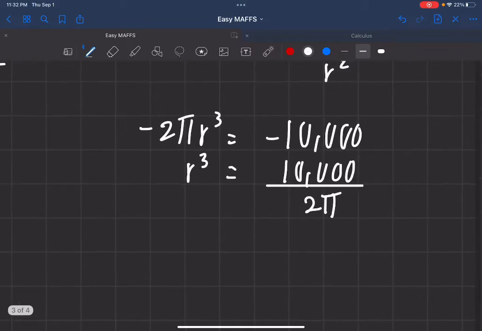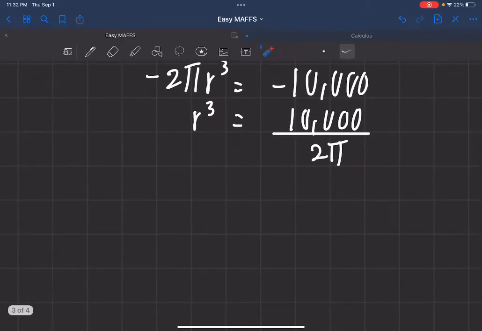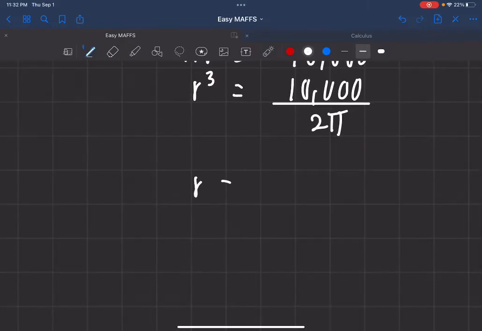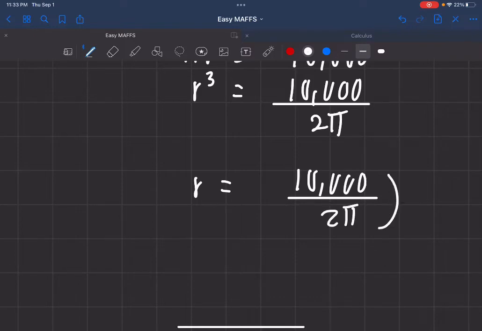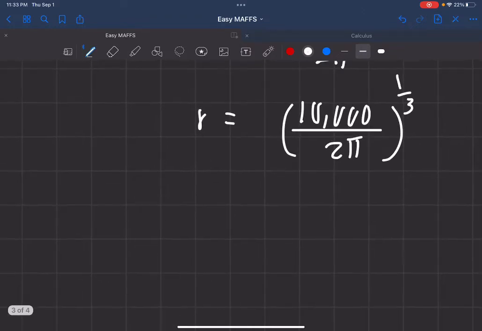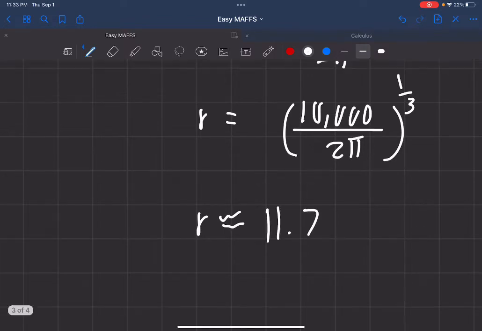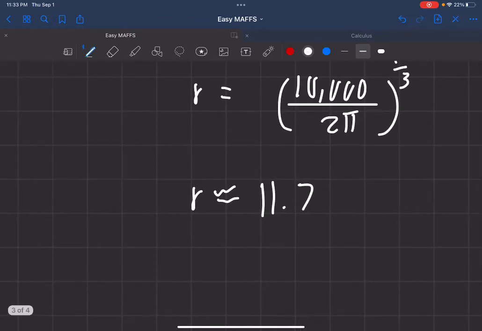And how are we going to get rid of this r to the third? Well, we can cube root it. But I know that a lot of you guys probably don't have the cube root function on your calculator. So instead, we can just raise it to the power of a third, right? Because that's the same thing as cube rooting. So r is equal to 10,000 over 2 pi, to the power of 1/3. And if you plug that into your calculator, you should get a value of approximately 11.7. And because we're using centimeters, those are the units, right?